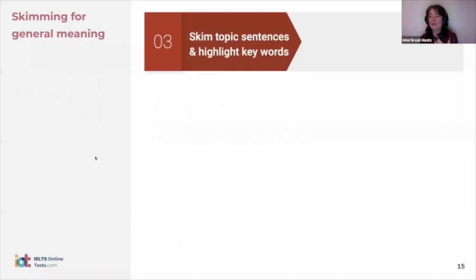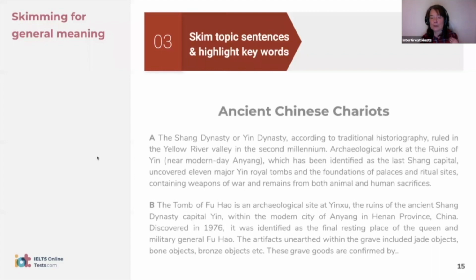Okay. So check what type of exercise it is and check the keywords and mark those in some way so that then when you come to the passage, you can find the same words, okay?